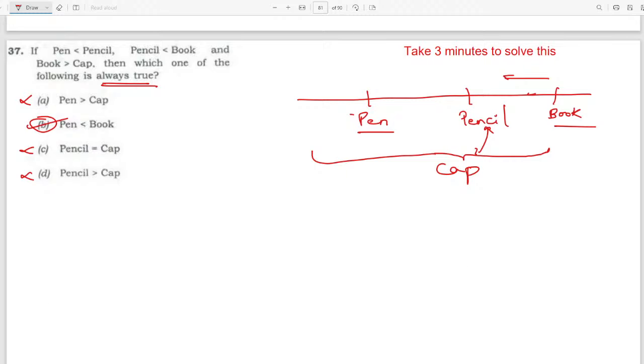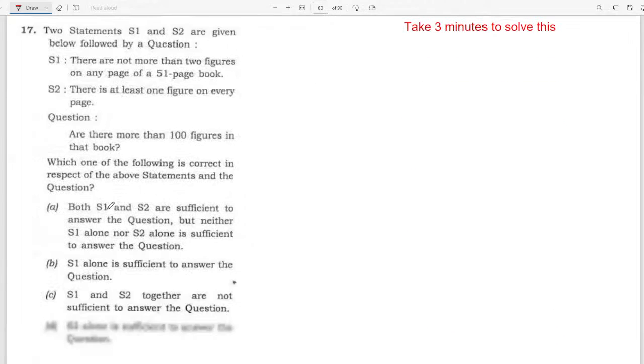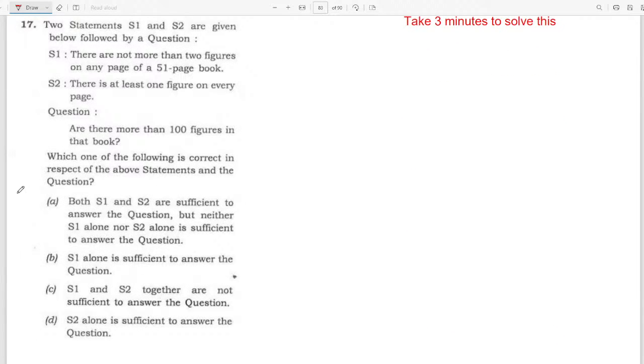So if there are no more doubts, I'll move to the next question then. So I'll move to the next question. It'll take 3 minutes to solve this question.